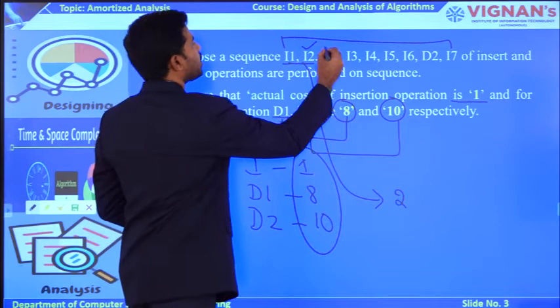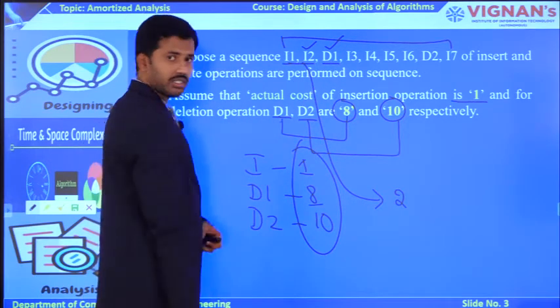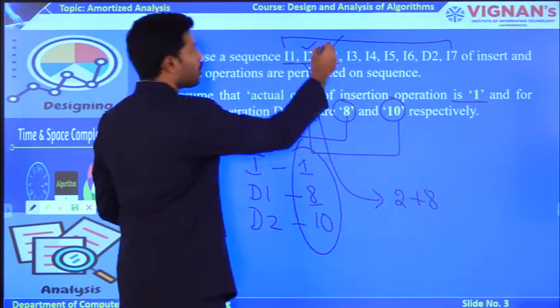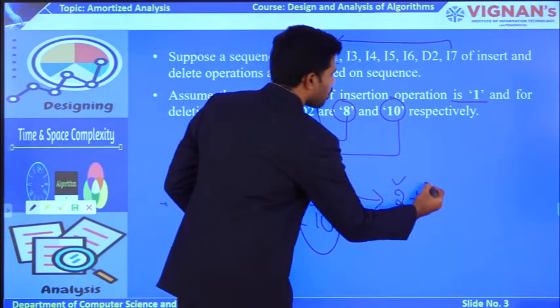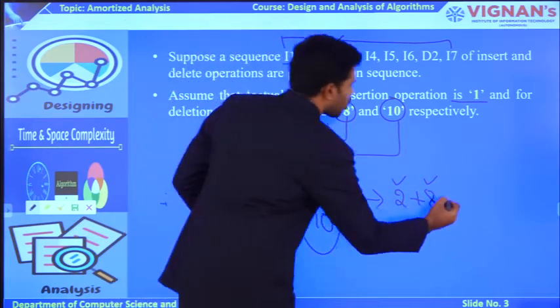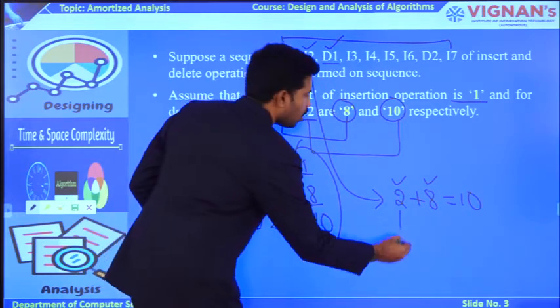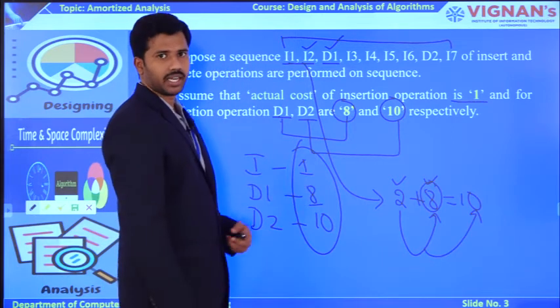But after executing D1, the cost of D1 is 8, right? So the total time complexity up to D1 is: previously the cost is 2, and the cost to perform D1 is 8. So the total time complexity is 10. Okay, from 2 you are moving to 10.